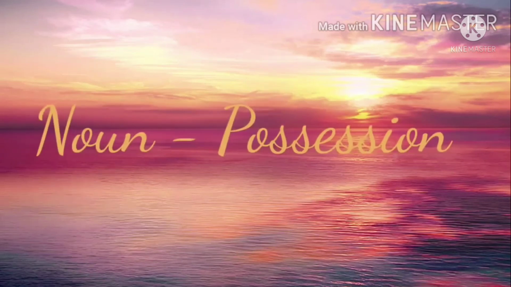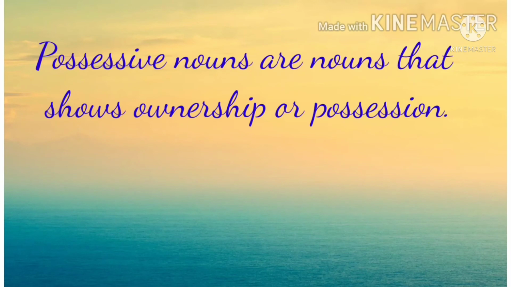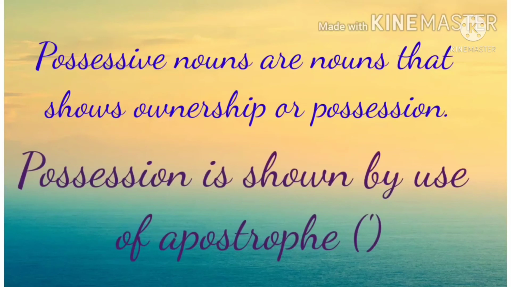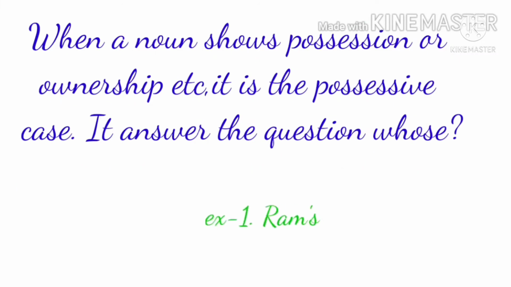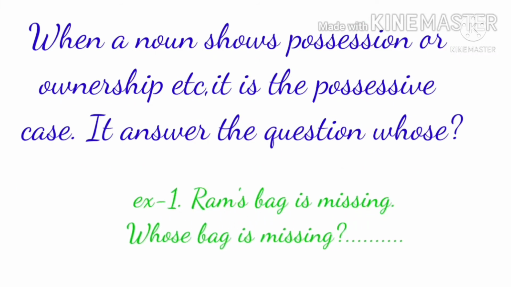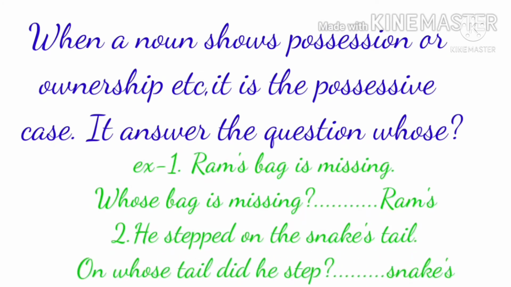Hello friends, in today's video we are going to learn about noun possession. Possessive nouns are nouns that show ownership or possession. Possession is shown by use of an apostrophe. When a noun shows possession or ownership, it is in the possessive case. It answers the question whose.